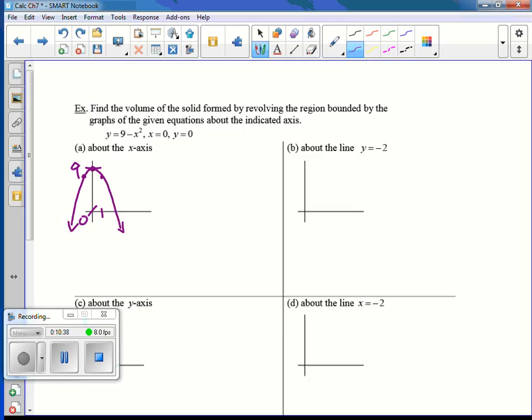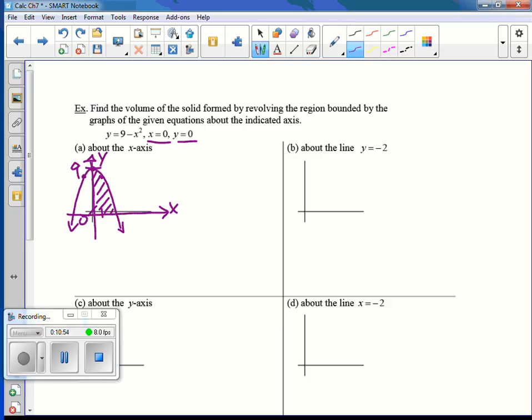Now it says bounded by this, x equals 0 and y equals 0. So here's y equals 0, and here's x equals 0. All right? So there's the x-axis and the y-axis. So it looks like we want this shape right here.